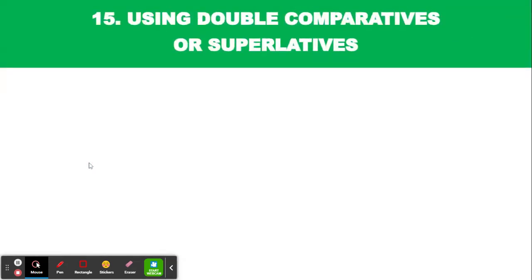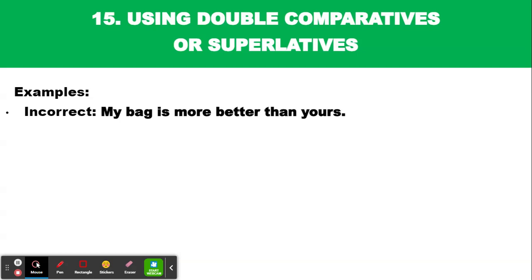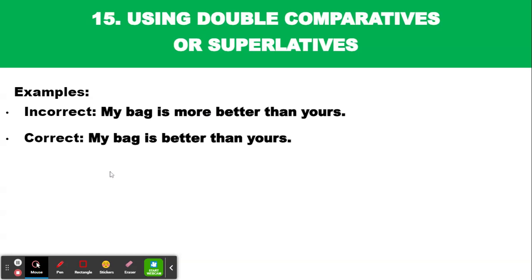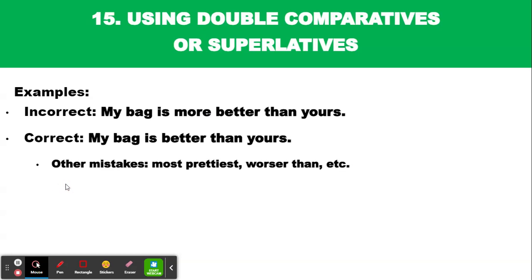Number 15, using double comparatives or superlatives. For example, "my bag is more better than yours." More is comparative, better is also comparative. So you can't put the two together. The correct thing is, my bag is better than yours. Some other mistakes people make, they use expressions like, "she is the most prettiest girl in her class," or "his own case is worse than your own." These are all wrong usages.